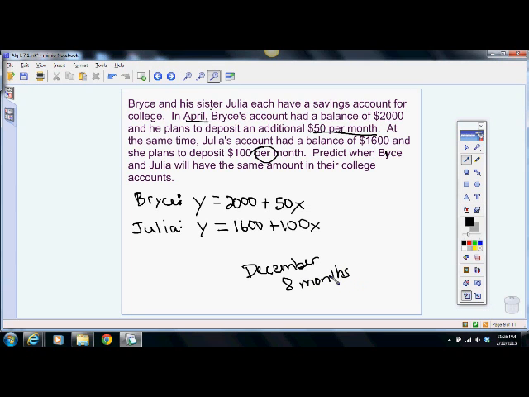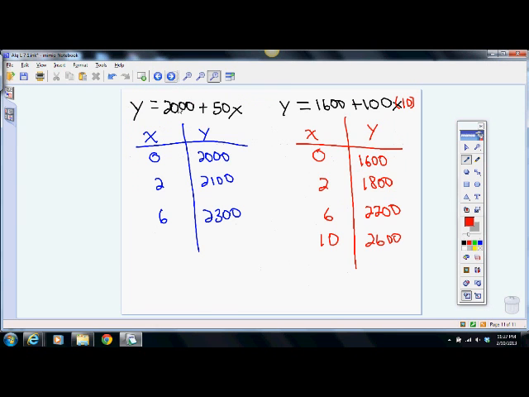You want to know if you're right? Plug it in here. If I plug an 8 in for x here, 50 times 8 would be 400. 400 plus 2,000 is 2,400. And if I plugged an 8 in here, just a different color so you can see, 100 times 8 is 800 plus 1,600 is 2,400. So I know that works. So after 8 months in December, they will both have the same amount of money in their account. And we can tell that from our graph.